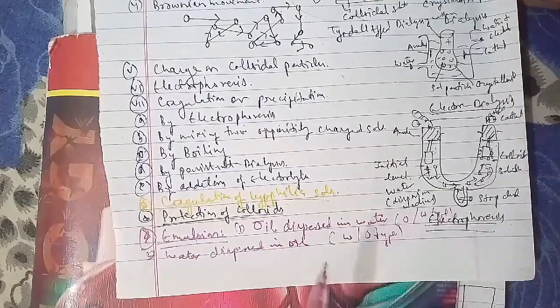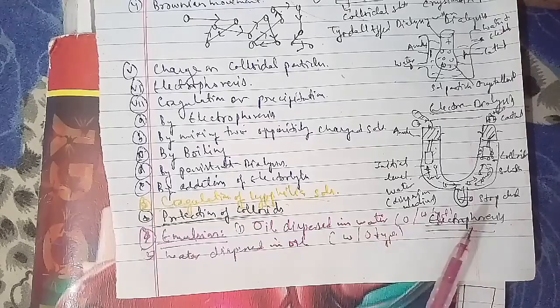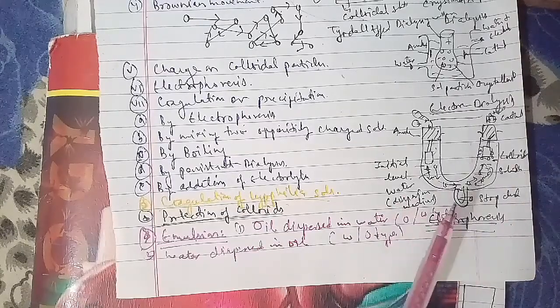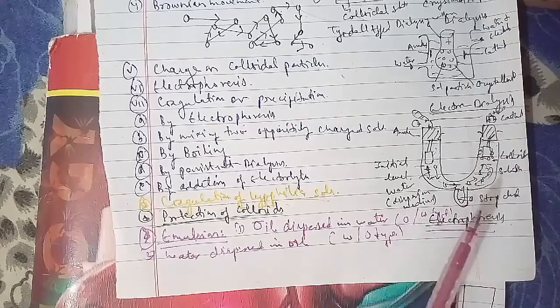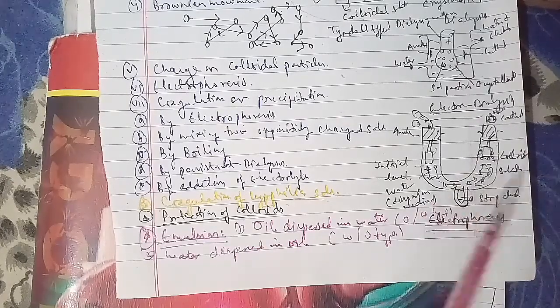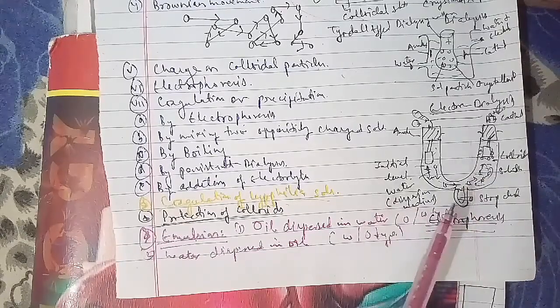In the first system, water acts as the dispersion medium. Examples of this type of emulsion are milk and vanishing cream. In milk, liquid fat is dispersed in water. In the second system, oil acts as the dispersion medium. Common examples of this type are butter and cold cream.